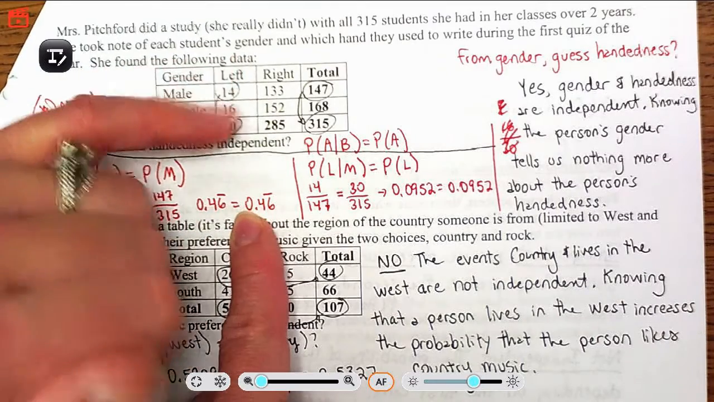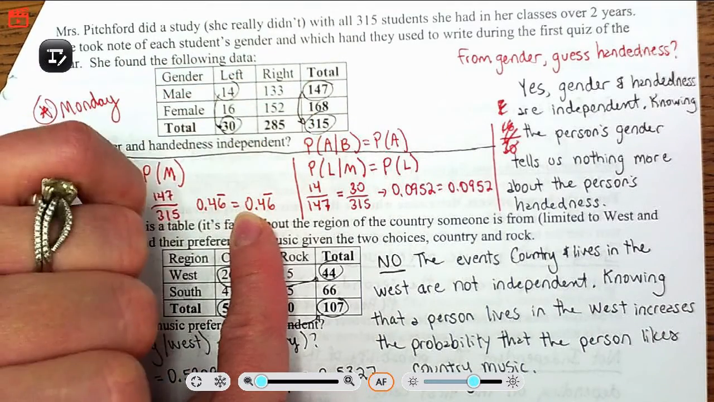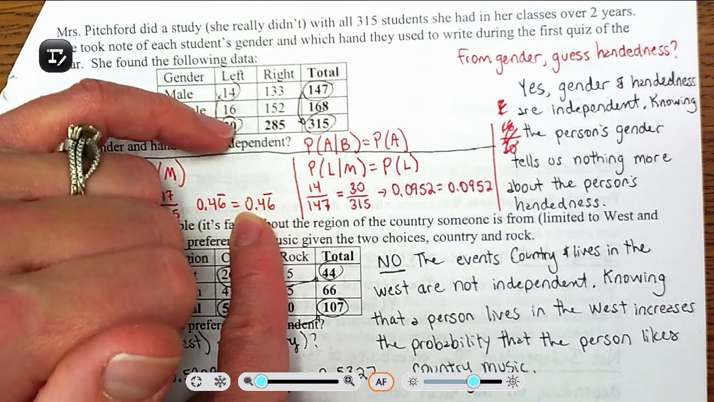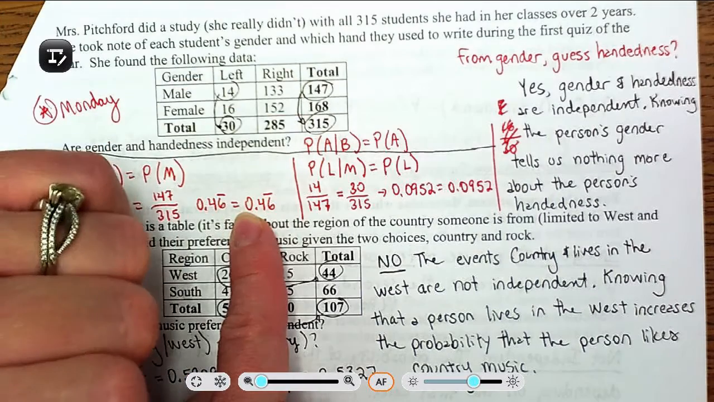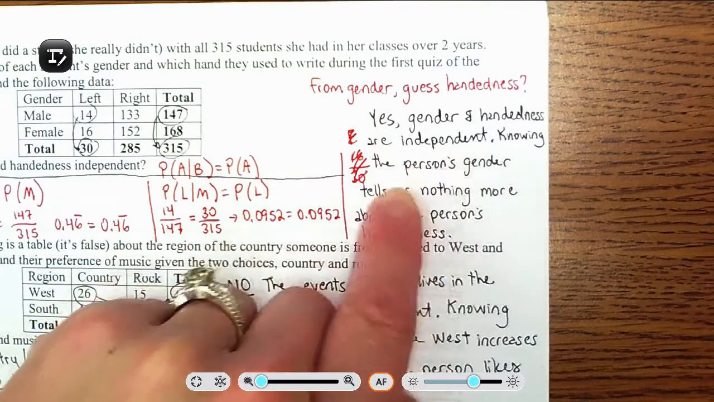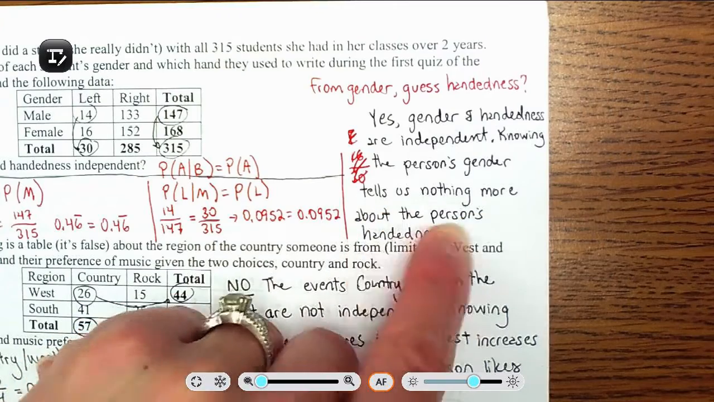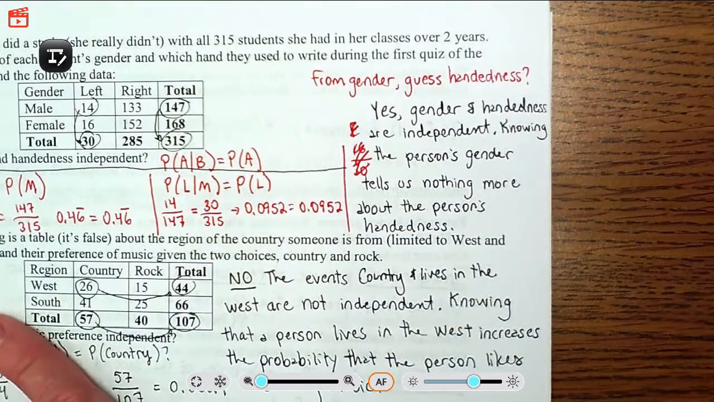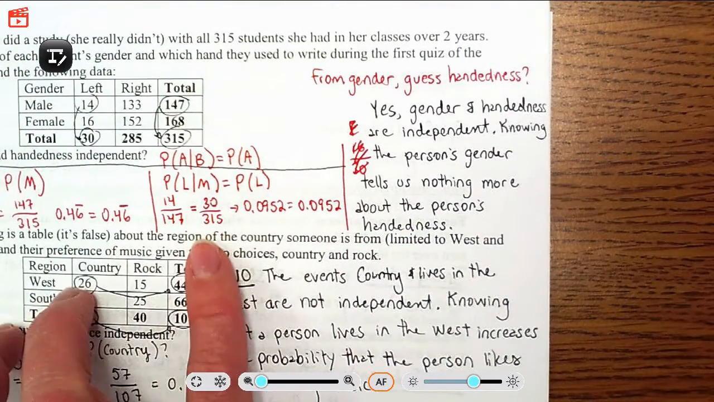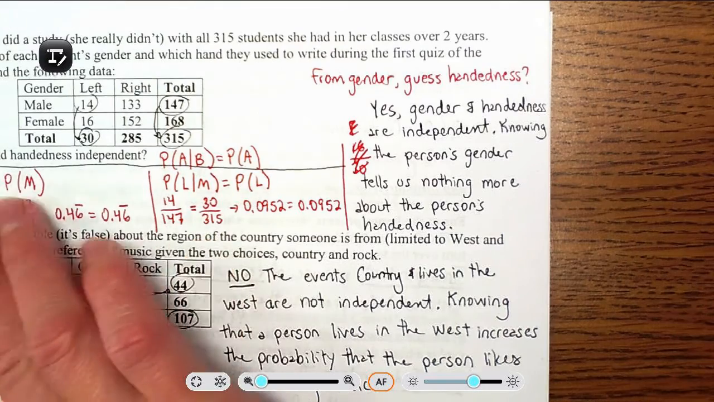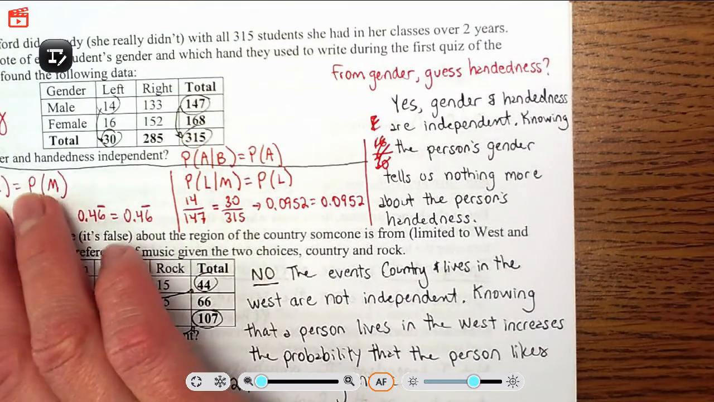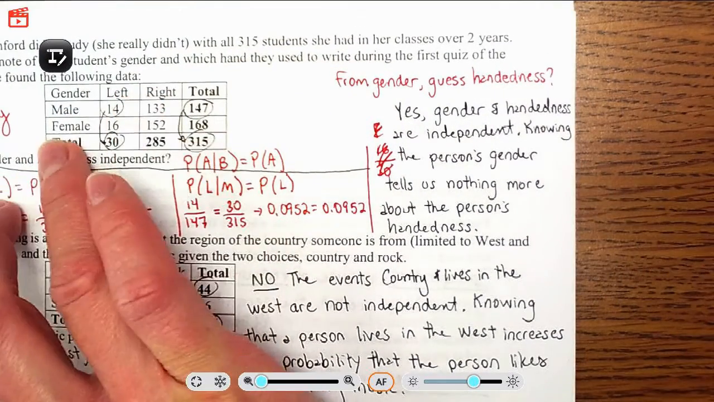Knowing one does not tell me anything more about the other. So left-handed and gender is independent. Yes, gender and handedness are independent. Knowing the person's gender tells us nothing more about the person's handedness. Okay, I did it the other way just to show you that it really doesn't matter which variable you choose at all.